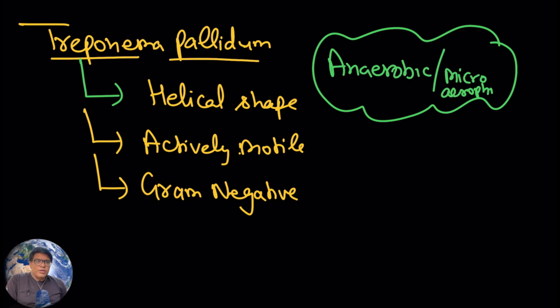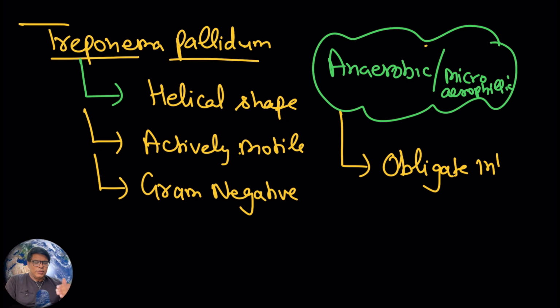Very important point, this bacteria is anaerobic microaerophilic. Microaerophilic means it requires a very low concentration of oxygen to survive. The most important point here, keep in mind this bacteria is an obligate intracellular parasite of humans. So it is an obligate intracellular parasite, meaning it can't survive without its host.